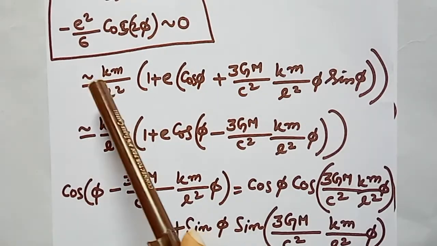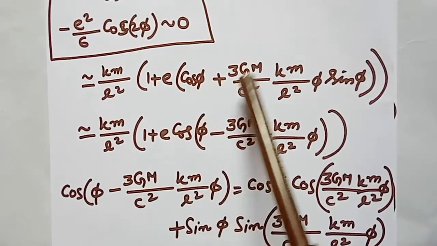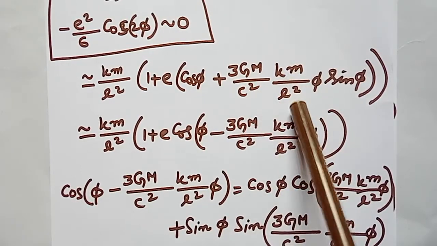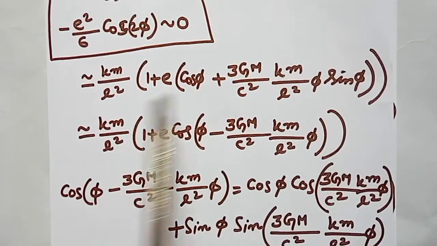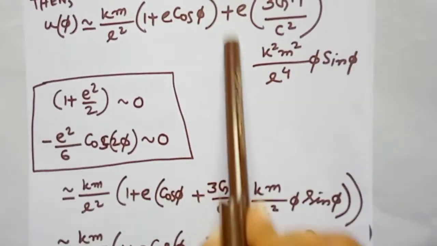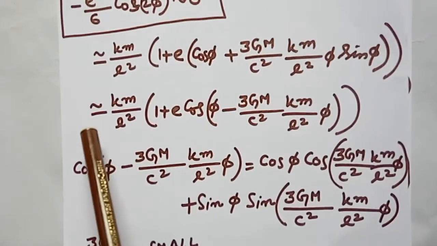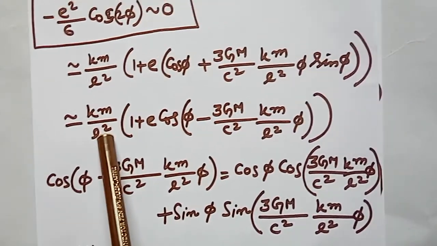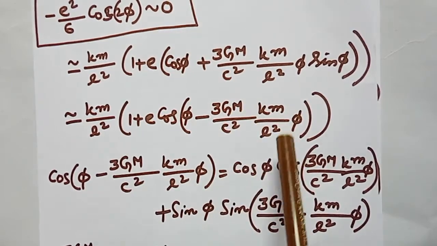Now we have km/l² (1 + e cos phi) plus 3GM/c² km/l² phi sin phi. We write it in a combined form, putting these two terms inside, and we have km/l² [1 + e cos(phi minus 3GM/c² km/l² phi)].